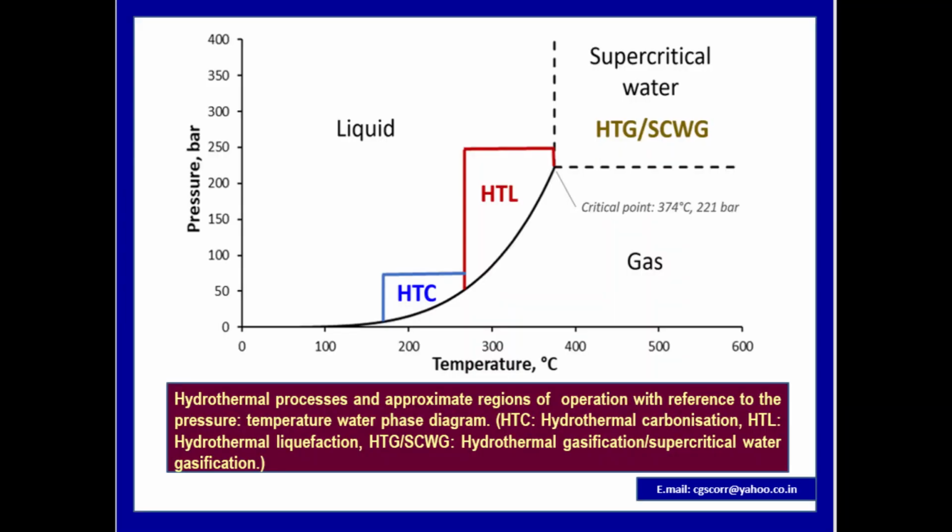So this picture clearly illustrates the regions of hydrothermal carbonization, hydrothermal liquefaction, and hydrothermal gasification. It is a pressure-temperature curve. Hydrothermal processes and approximate regions of operation with reference to the pressure-temperature water phase diagram. There you can clearly see HTC, HTL, HTG, and supercritical water gasification. At this point you can see the critical point, which is 374 degrees centigrade and 221 bar pressure.